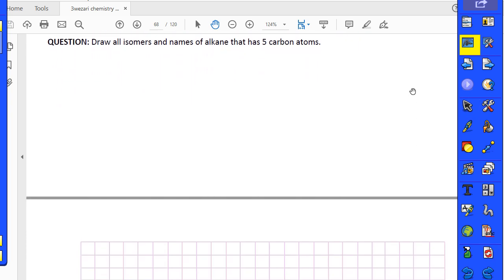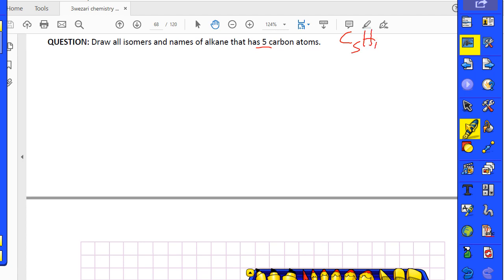The question says: draw all the isomers of an alkane that has 5 carbon. 5 carbon means C5H12. As you know, pentane has 3 possible isomers. So we can write 3 possible isomers for C5H12. Let me write the first one. The first one, you can use a straight chain, 1, 2, 3, 4, 5 carbon. And there are hydrogens 3, 2, 2, 2, and 3.